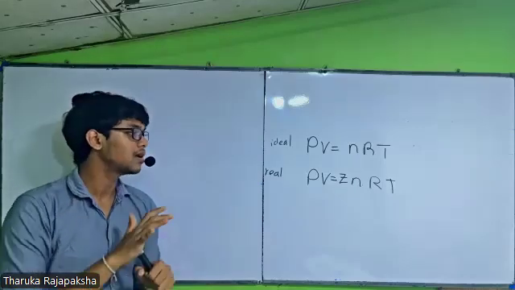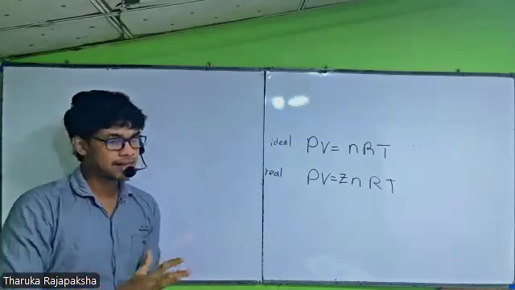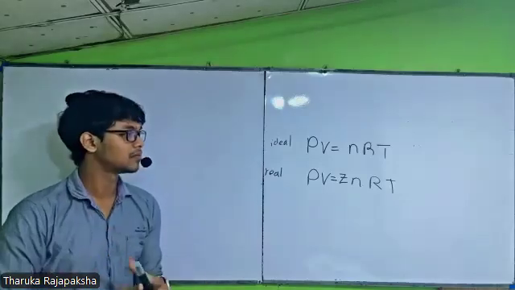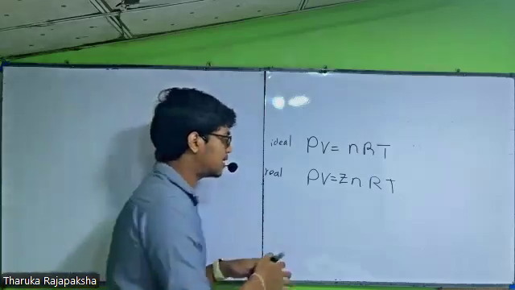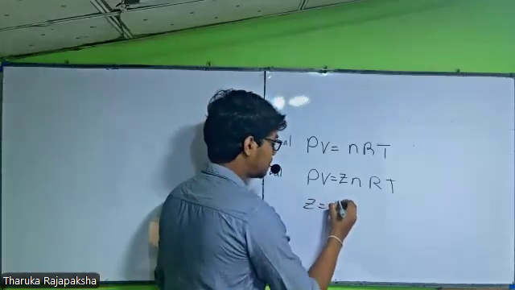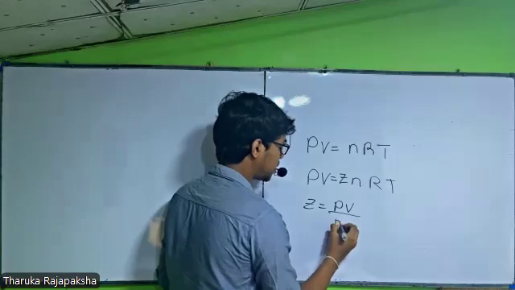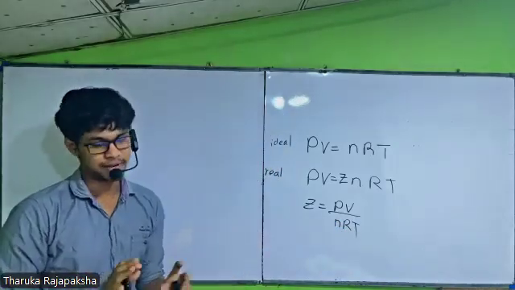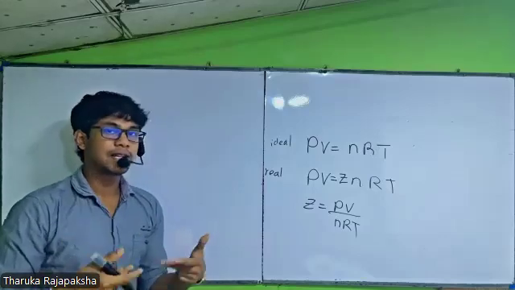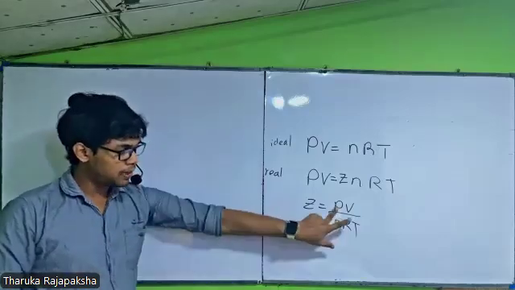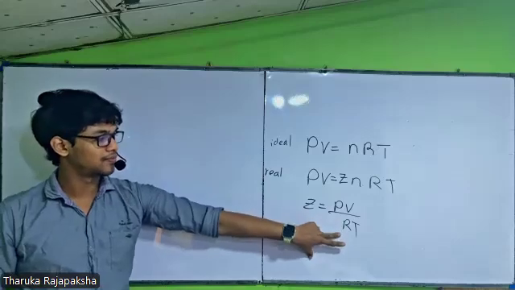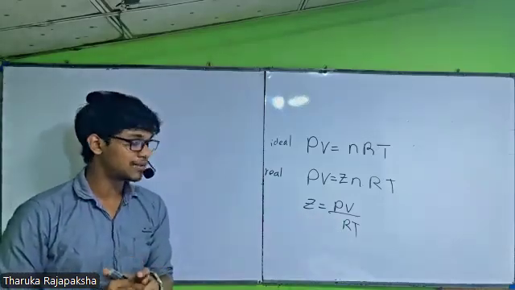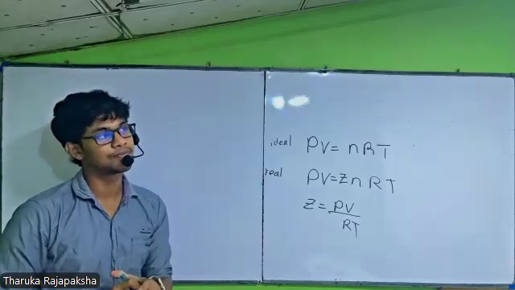People, this Z, you call that the compressibility factor. You can make Z the subject: Z equals PV over nRT. Agree with that also, right? Now, if we consider 1 mole of gas, n becomes 1. Familiar with this equation? Z equals PV over RT.